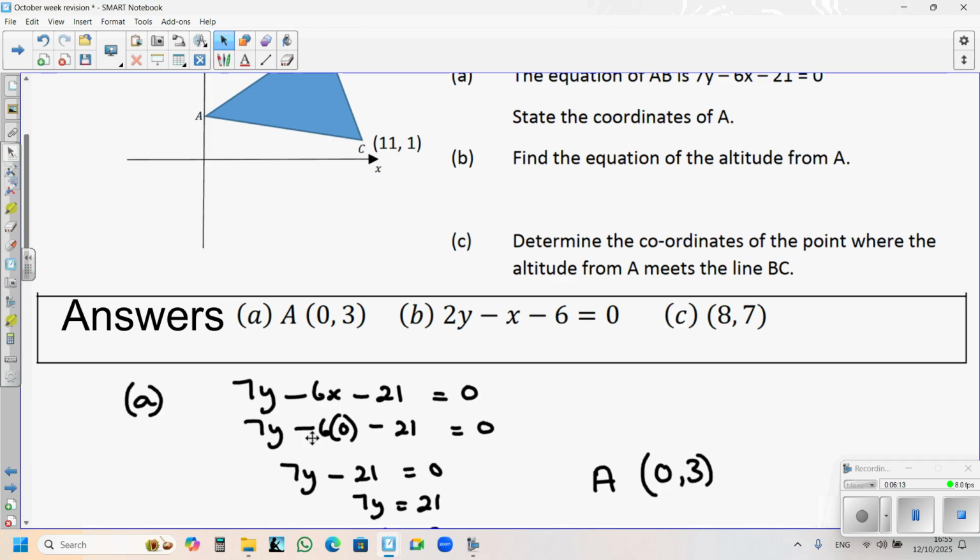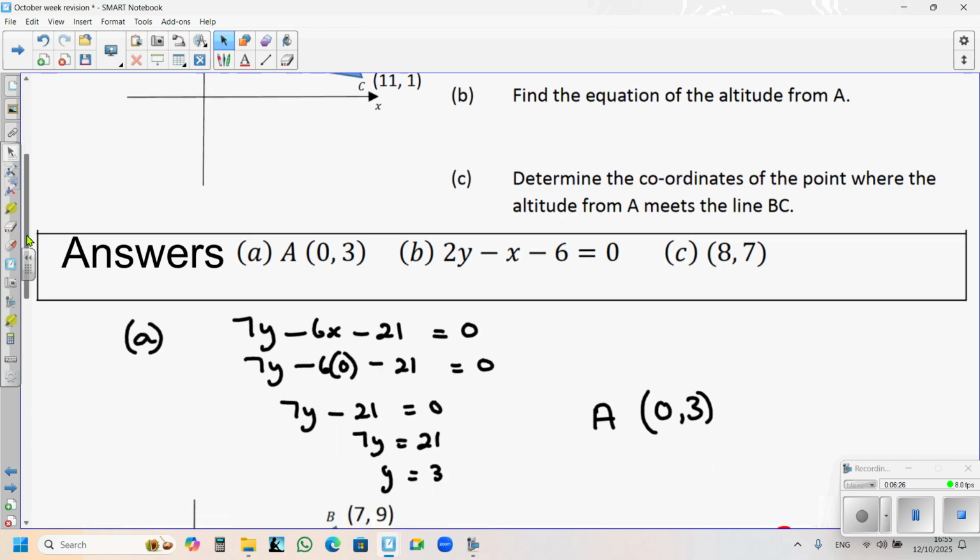So 7y, take away 6 lots of 0, which will be 0 anyway, minus 21 is equal to 0. So 7y minus 21 is 0. So 7y is 21, and if 7y is 21, then y is equal to 3. So A must be the point (0, 3). So that question is a wee bit different. Normally they give you all the coordinates of your points. This time they've been asking you to work that out.